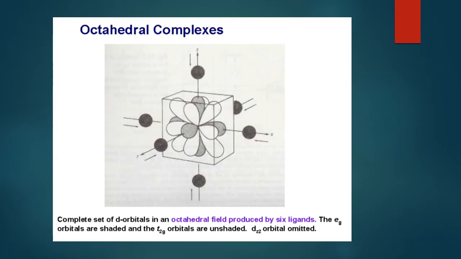This is the representation of an octahedral complex. We have 2 axial and 4 equatorial bonds or groups. The Eg orbitals are shaded and the T2G orbitals are unshaded.